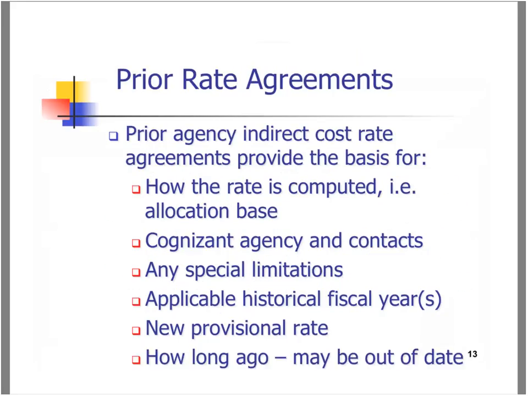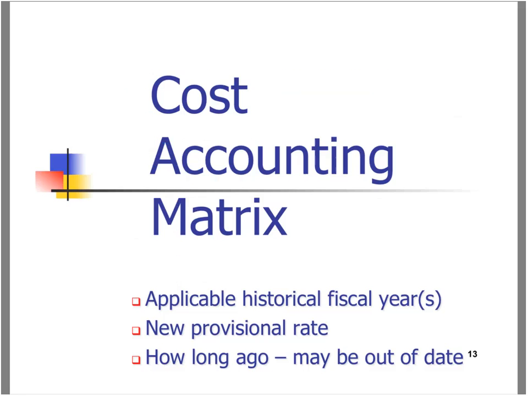If you were going to look back at prior rate agreements, what they would show you is how the rate was previously computed and the allocation base that you might have used, which we talked about last week, the cognizant agency and contacts, any special limitations, what years it applied to, what the new provisional rate was, but of course it may be out of date because it's a long time ago, if you had such thing.